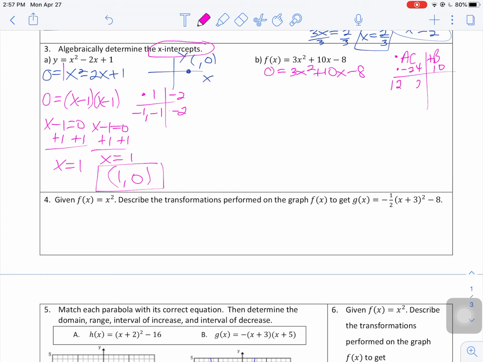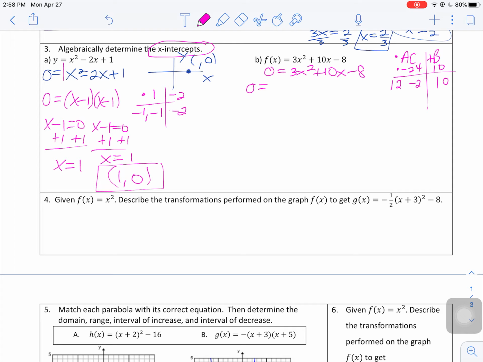12 and 2, but then I need one of my numbers to be positive and one to be negative in order to multiply to a -24. And then I want my bigger number positive because I'm trying to add up to a positive number. So sure enough, 12 times -2 is -24, and 12 plus -2 is 10.